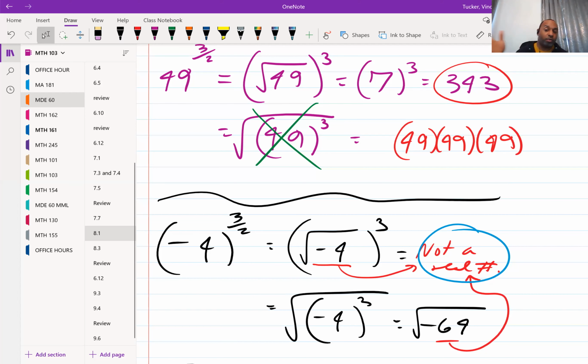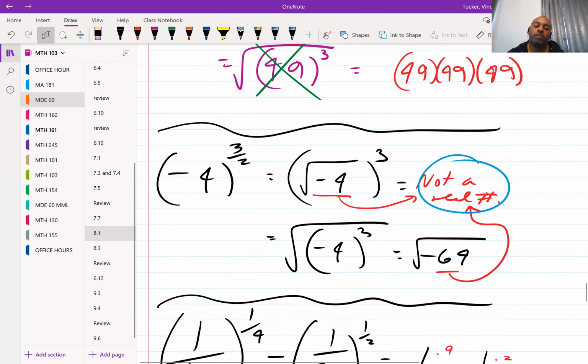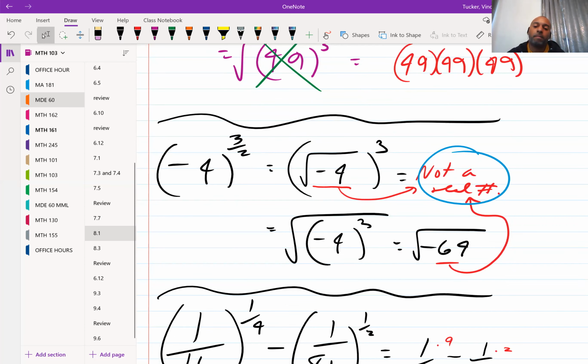So it doesn't matter what order you do it in. You take the square root of negative 4 first and then cube it, or if you cube negative 4 first and then take the square root of it, either way, you will be taking the square root of a negative number. So that will not be a real number. That will be your result. Any problems?